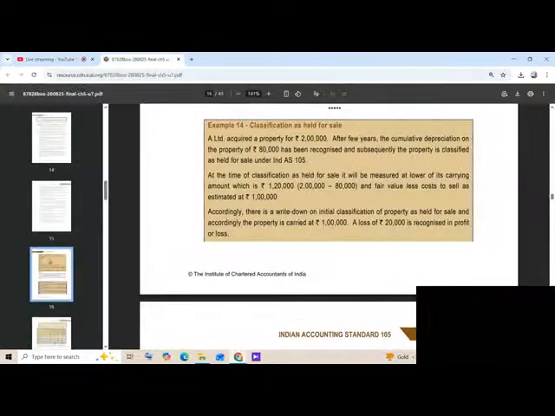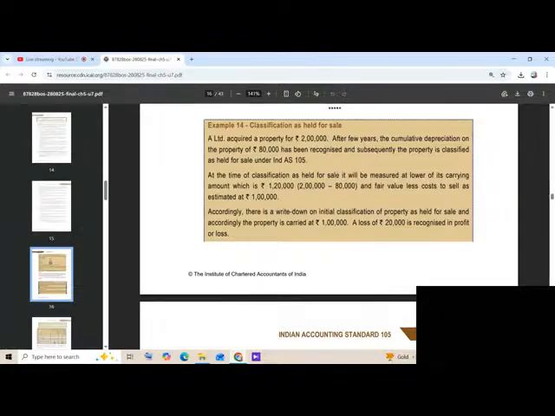A Limited acquired a property for 2 lakhs. After a few years, the cumulative depreciation on the property of 80,000 has been recognized, and subsequently the property is classified as held for sale under Ind AS 105.